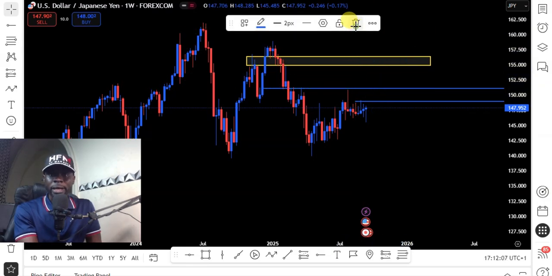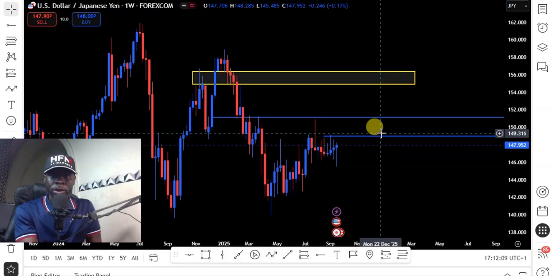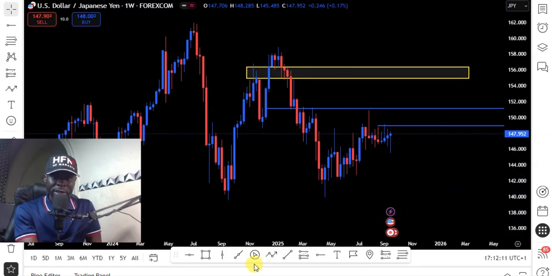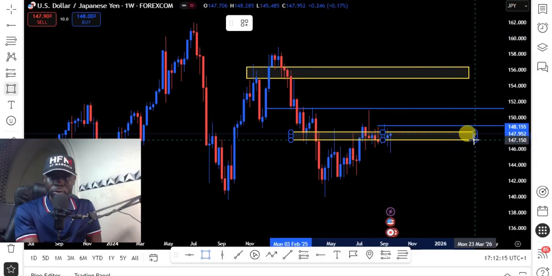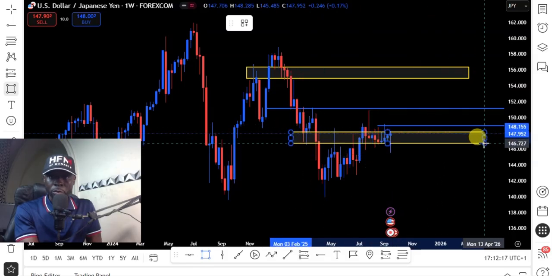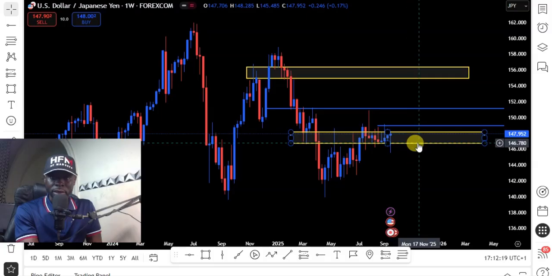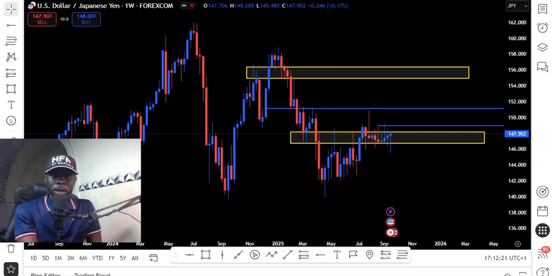So the area we have to look at for our buying opportunity this week, we expect price to do a retest to this zone. Currently we are on a support level. We expect this level to be our area of interest for us to buy this week. So we might be seeing a resumption of price.